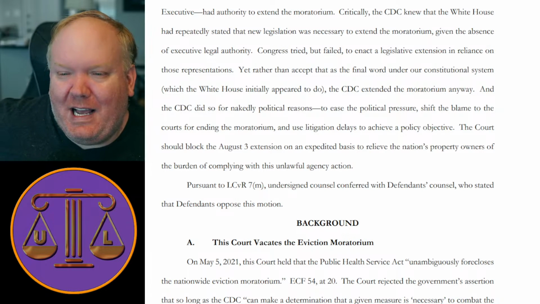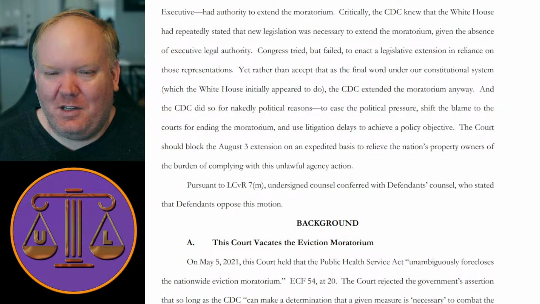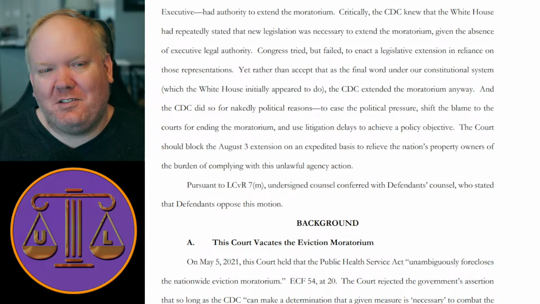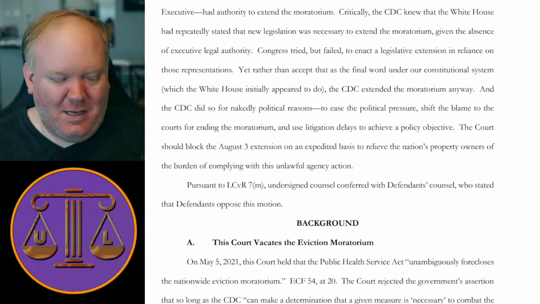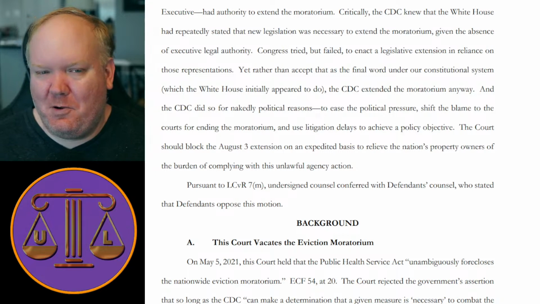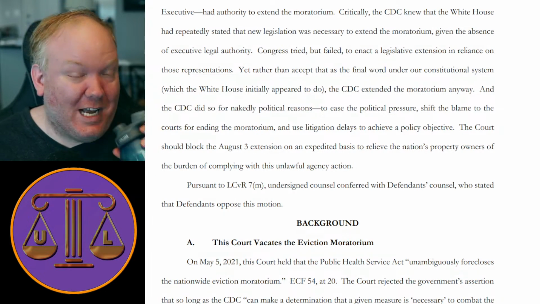Yet, rather than accept as the final word under our constitutional system, which the White House initially appeared to do, the CDC extended it anyway. And the CDC did it for nakedly political reasons, to ease political pressure, which, whatever. Shift the blame to the courts for extending it, yeah. And use litigation delays to achieve the policy objective. I'm not so sure how effective those delays will be. As I've pointed out a couple times, the Supreme Court can really, really move when it's motivated. And this might be one of those times.